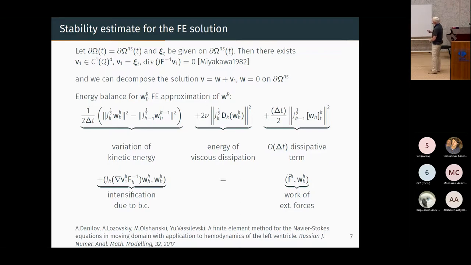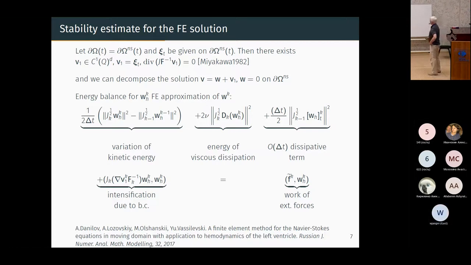And if we decompose the velocity solution into two parts, the known solution due to the moving walls and the unknown component, which is the remainder, then the stability estimate is given for the remainder. And this energy balance has a very simple physical interpretation: the work of external forces is spent on the variation of the kinetic energy of the fluid, up to intensification due to the boundary conditions, because the moving wall also produces work. And this is true up to the energy of viscous dissipation and some small dissipative term.